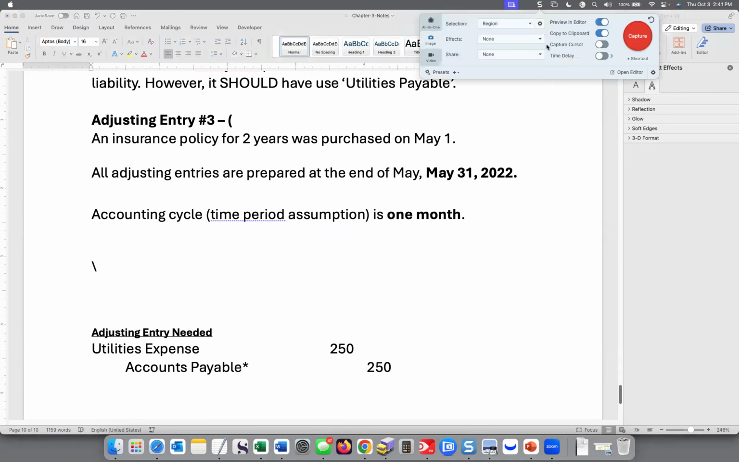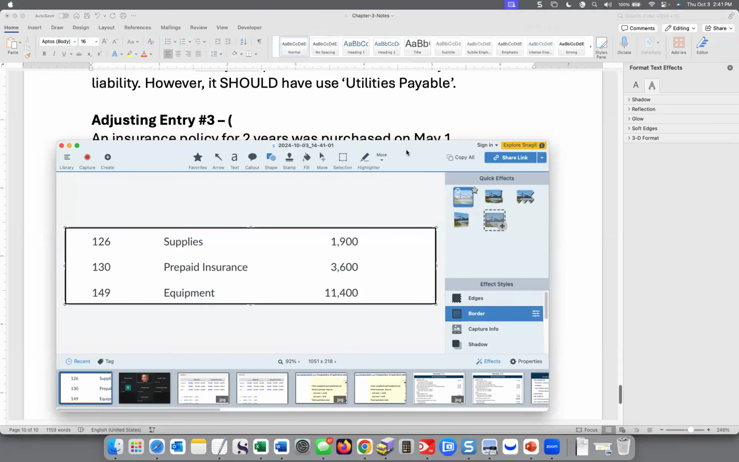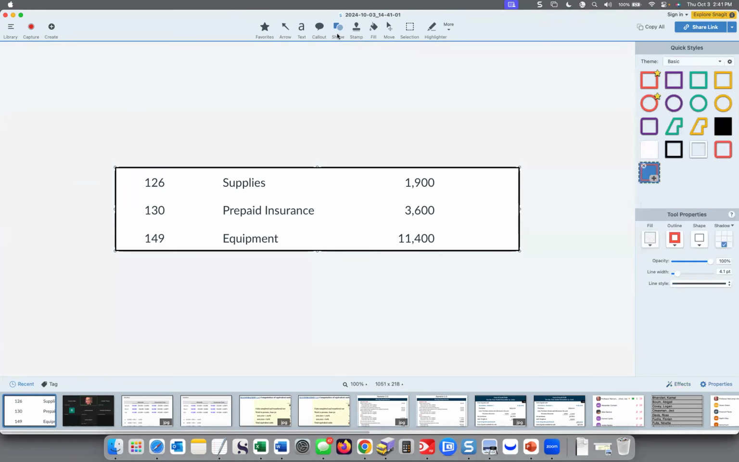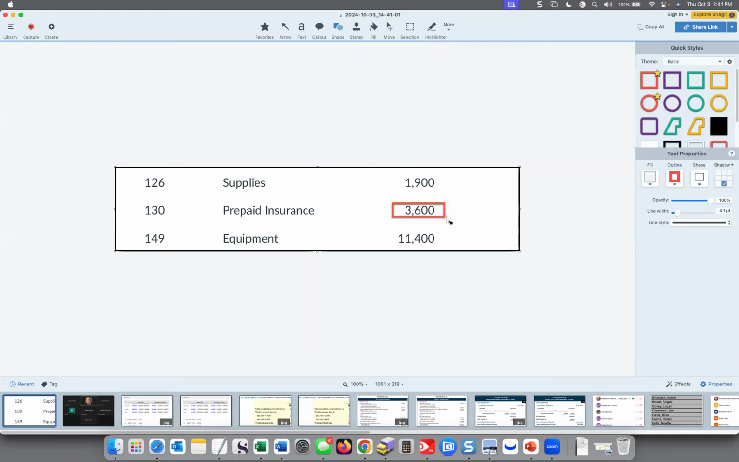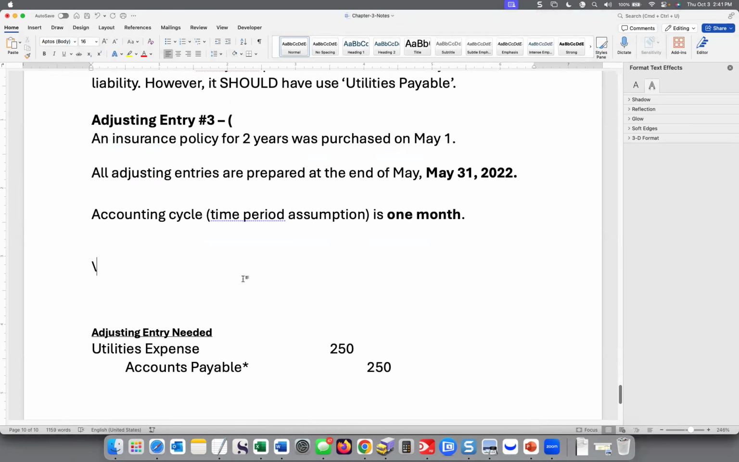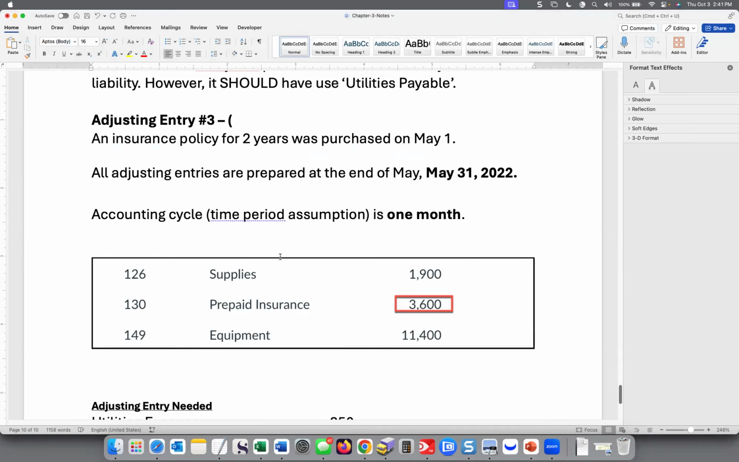Because there's one little thing I want to do here. Editor. All right, and I'm going to take the shape, and I'm just going to select that right there. I want to make sure that that's highlighted. All right, so we'll copy all that. We'll throw it in the notes. So this is from the trial balance, of course. And you notice that we got a $3,600 balance. It's a 2-year policy. All right.